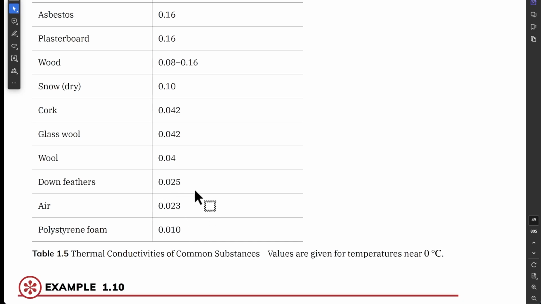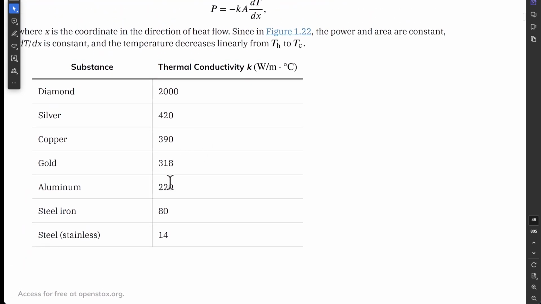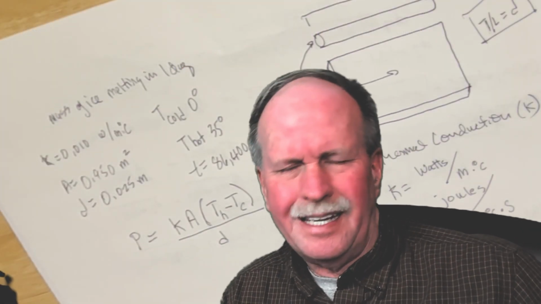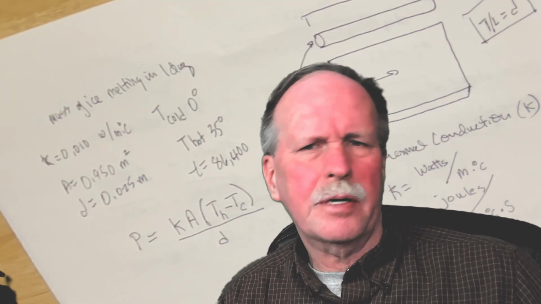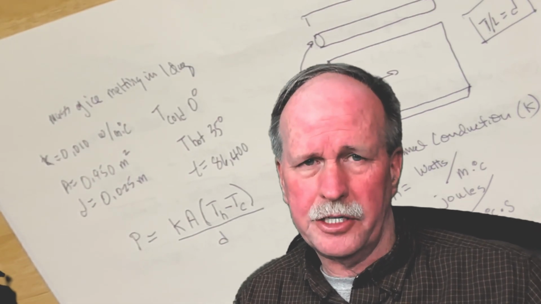These are insulators. Now, if you come up here to a metal, look at aluminum, 220. Diamond is 2,000. Well, let's go ahead and have a look at the example from the book and then maybe put a couple of variations on it just for fun to make sure we understand how to use this equation.